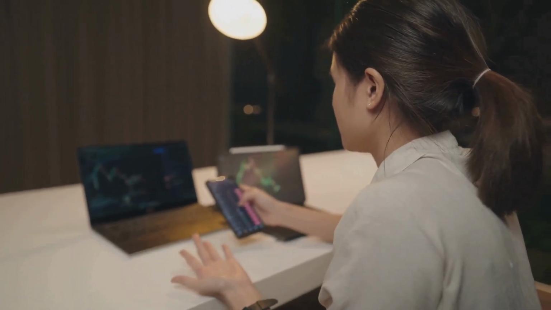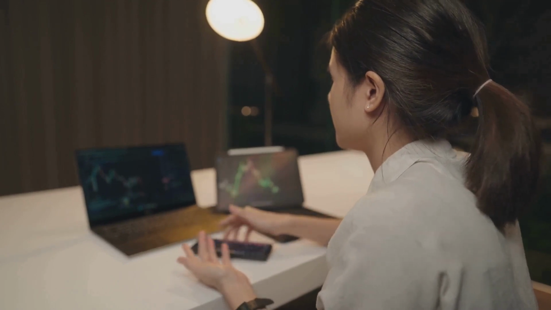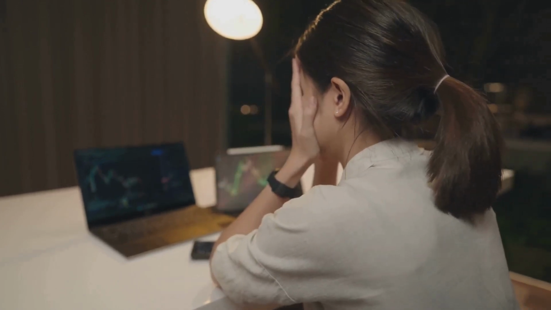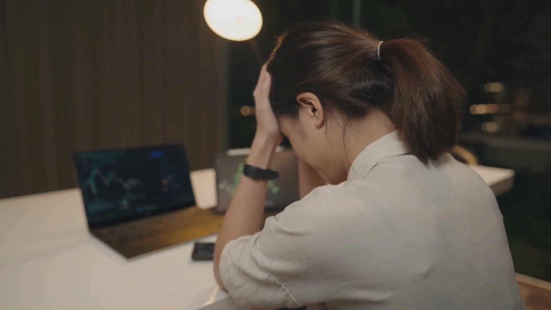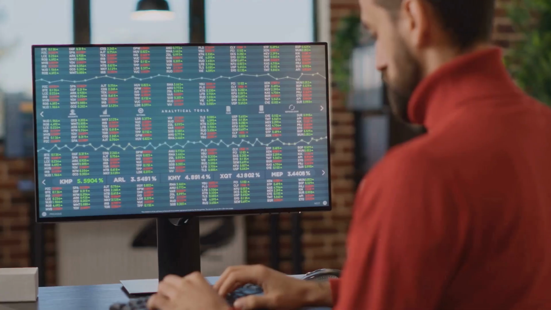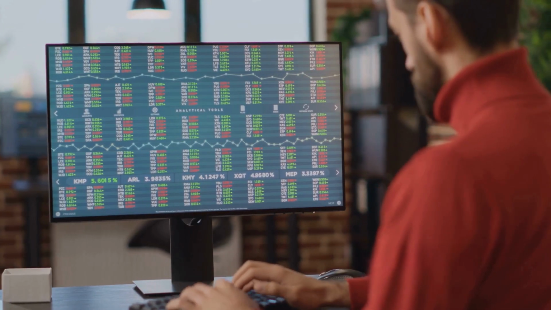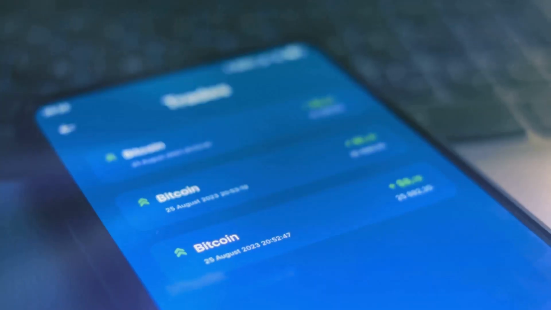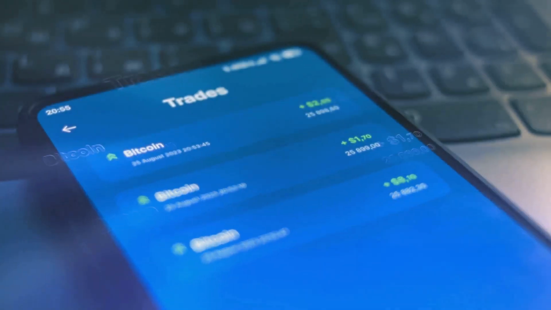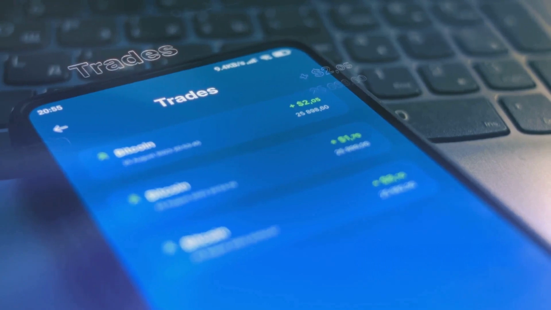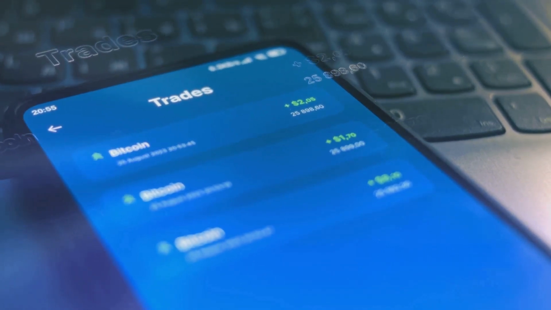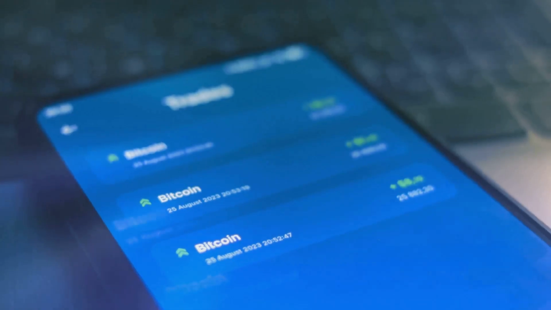Alright, so let me just drop this bomb on you right away. You are, and I mean this quite literally, probably leaving thousands, if not tens of thousands of dollars on the table. And it's not because you're bad at picking stocks or because the market is rigged. No, it's because of one tiny, often overlooked feature on your trading platform that you're likely not using to its full potential, or maybe not even using at all.